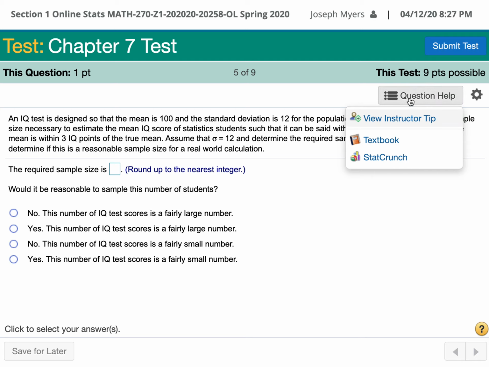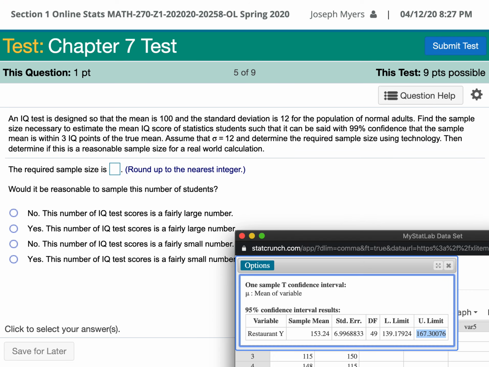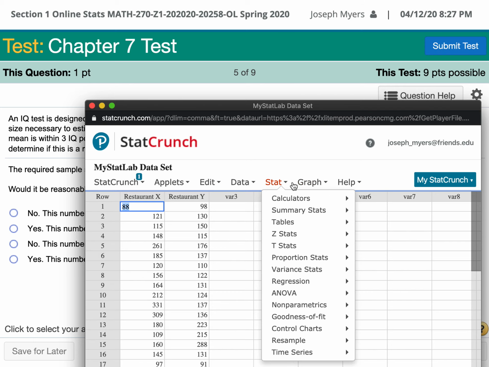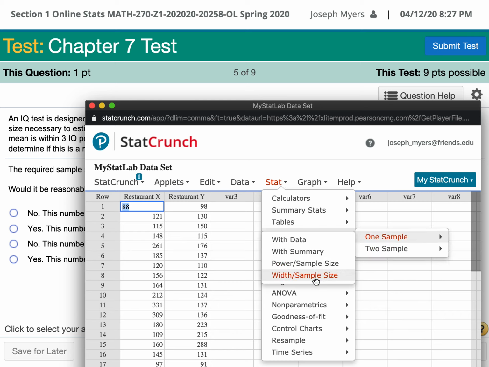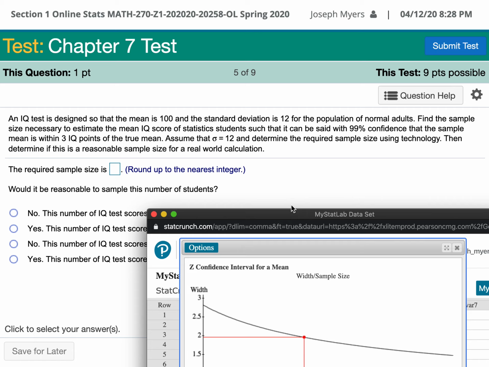So click on StatCrunch again. Actually, I forgot it's already open, so you can go back to the StatCrunch window that you already have open if you want to, and then you can click Stats, Z-Stats, one sample, then with sample size. So let's see. An IQ test is designed so that the mean is 100 and the standard deviation is 12. And when the standard deviation is known for sure, like it's 12, then that means you're going to use a Z distribution.